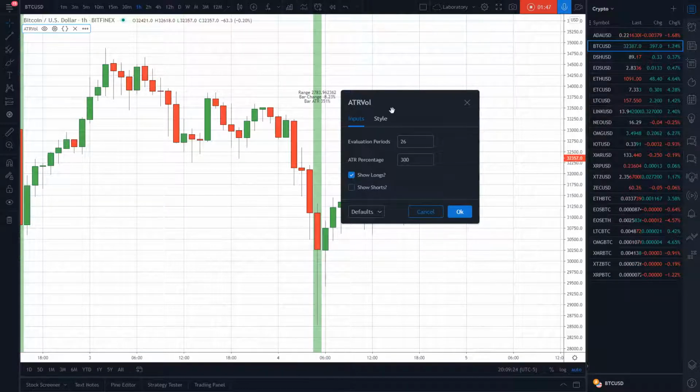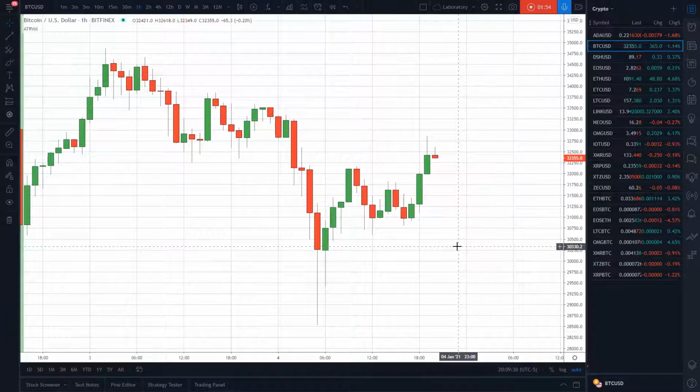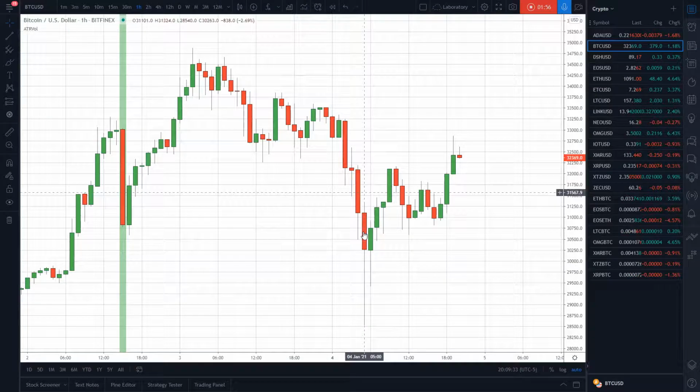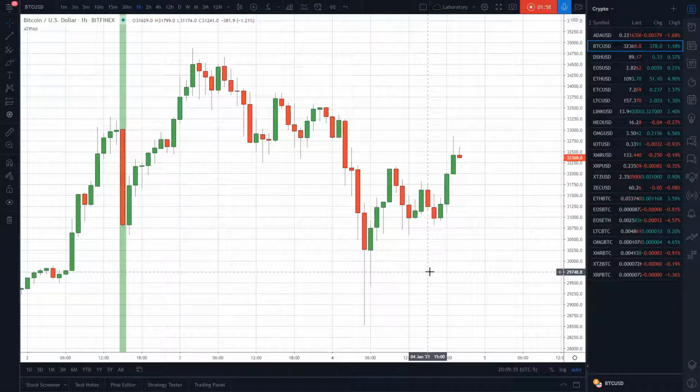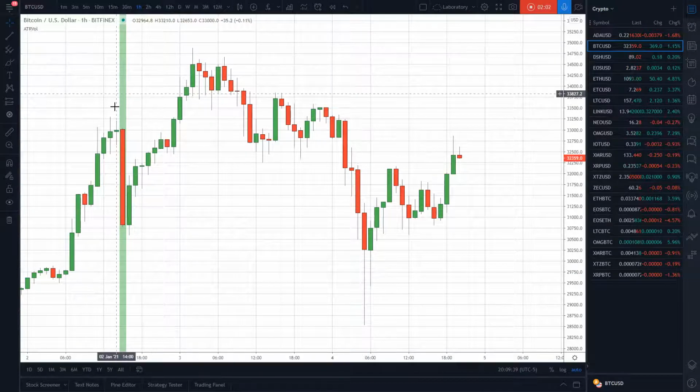Now we can change this if we want to. We can be a lot more stringent and we can change this to say 400%. And if we do that, then we're going to maybe miss some opportunities, but we'll also eliminate some potential false positives.